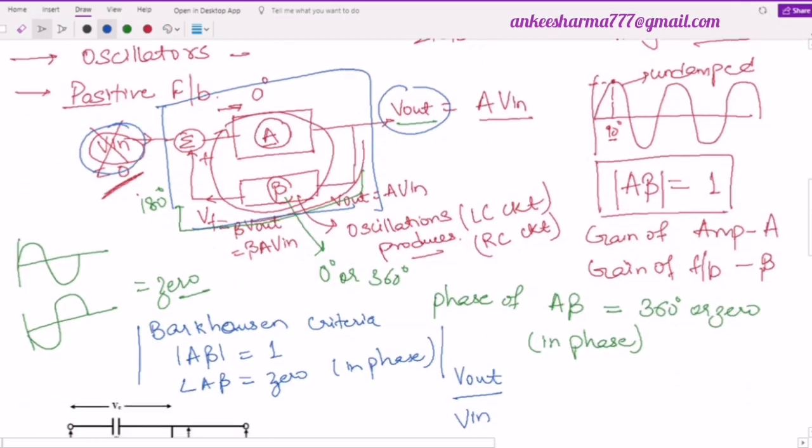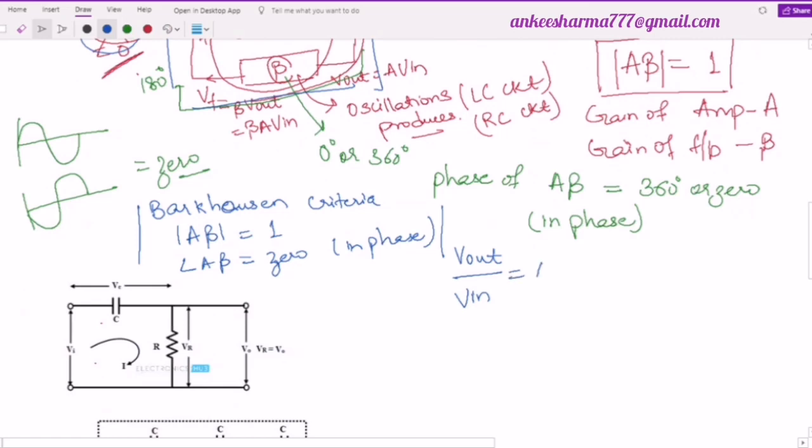So this overall gain of the voltage is defined as AF, that is the gain with feedback. It is equal to A, that is the gain of the transistor or the amplifier, divided by 1 minus A beta. So this is the formula of the gain. Now look here, what I said about an oscillator: an oscillator is capable of generating sinusoidal signals without any input. It means the value of V in is equal to 0. If V in is equal to 0, then definitely V output by 0 is equal to A upon 1 minus A beta.